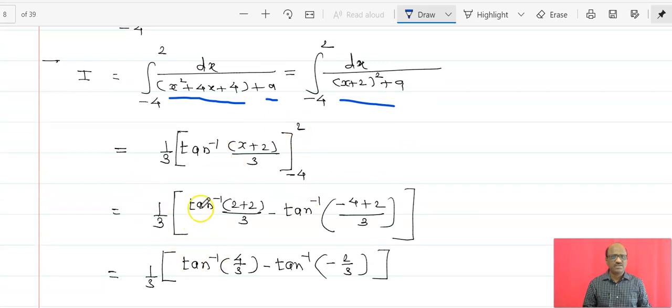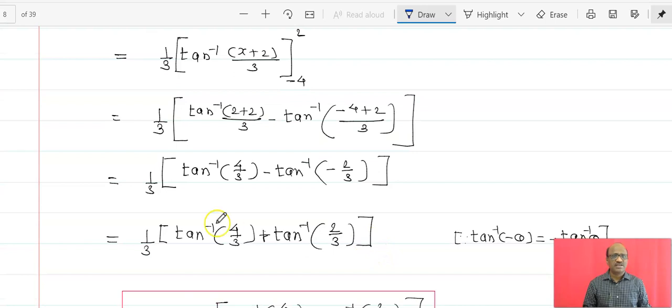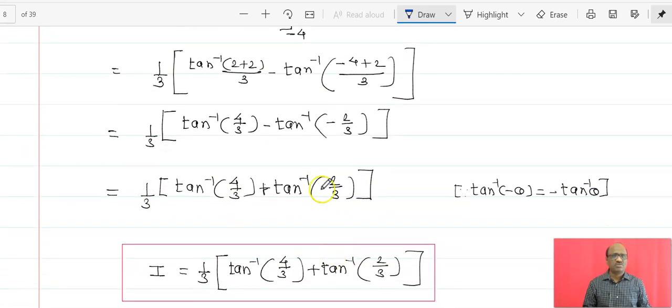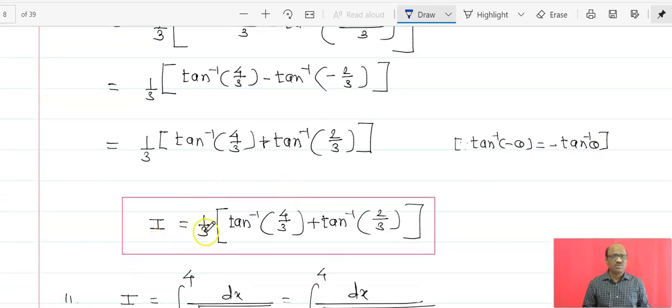That is 1 by 3 tan inverse of 2 plus 2 upon 3 minus tan inverse of minus 4 plus 2 upon 3. That is the tan inverse of 4 upon 3 minus tan inverse of minus 2 by 3. And that is 1 by 3 tan inverse of 4 upon 3 plus tan inverse of 2 by 3. Tan inverse of minus theta is minus tan inverse theta, and this minus minus will become plus. And hence the answer is 1 by 3 tan inverse of 4 upon 3 plus tan inverse of 2 upon 3.